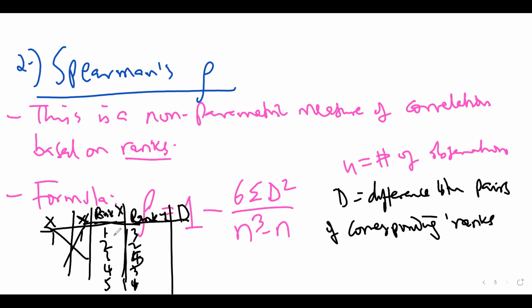is the difference between these pairs, corresponding pairs of ranks. So D here is minus 2. Doesn't matter whether it's minus or plus, because at the end of the day I'll square them. So this is a 0. If this is a 3, then this is minus 2, this is a 1, and if this is a 1, then this is a 4. Then you need to square them. So 4, 0, 4, 1, and 16. Then when you sum this column, that's what I'm calling summation of D squared. So D is the difference between pairs of corresponding ranks.